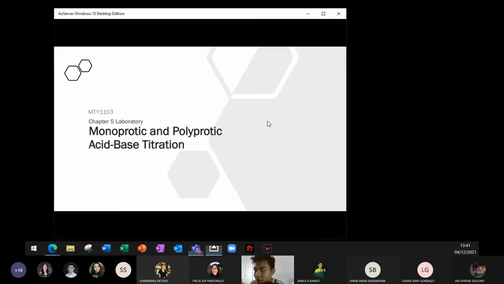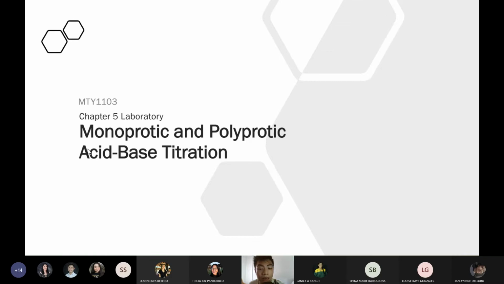Okay, so our session for today is about chapter 5 sa laboratory component, which is on the monoprotic and the polyprotic acid-base titration. Okay, so when you say monoprotic, we are referring to molecules that react with one proton, isang H. When you say polyprotic, we are referring to molecules that react with more than one hydronium ion. Okay, so yan yung di-discuss natin.